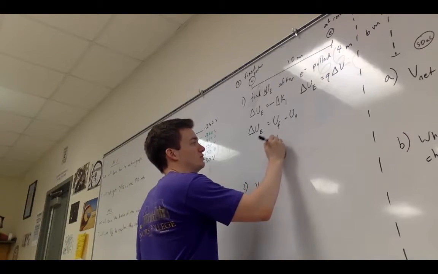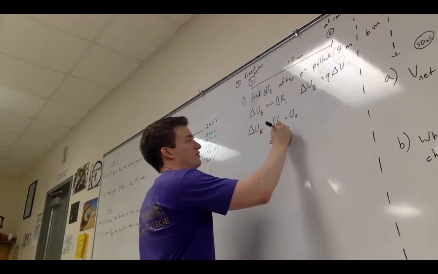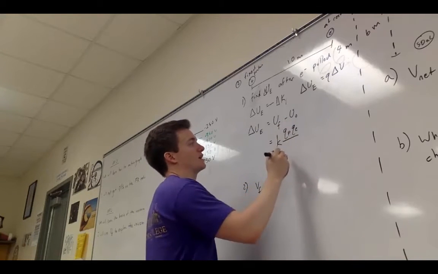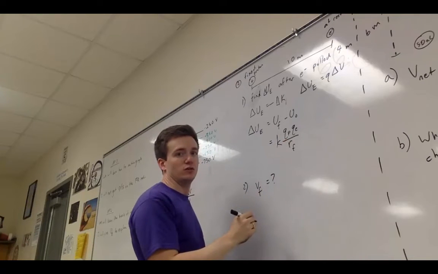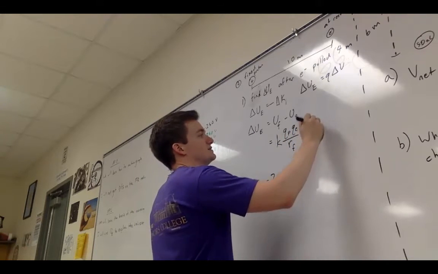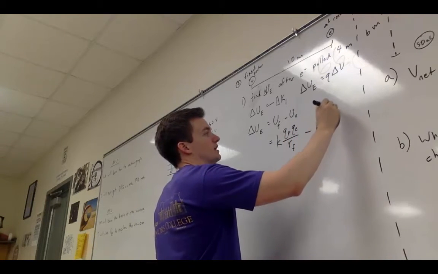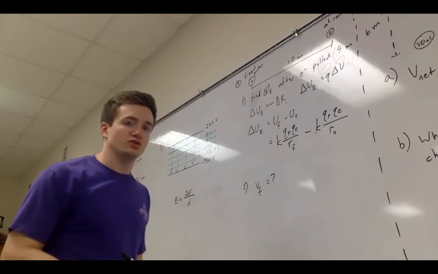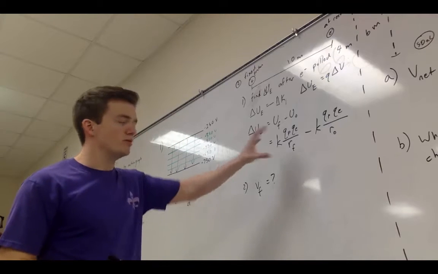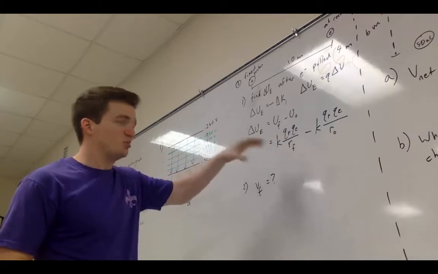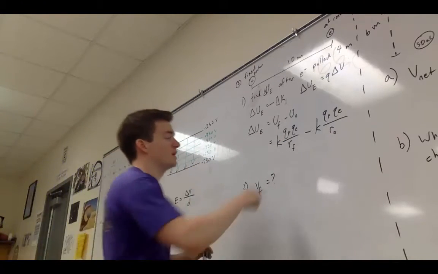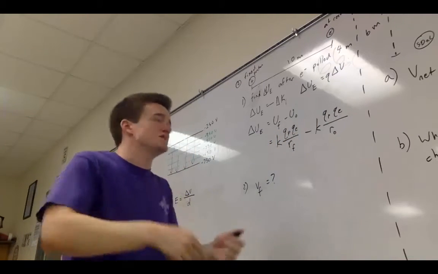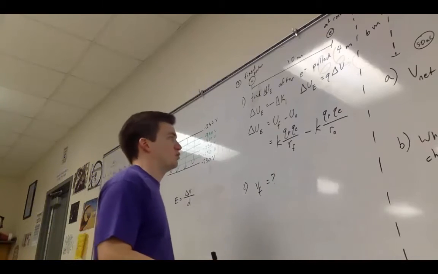The U final, we're going to have K, the charge on a proton, the charge on an electron, and the final distance. Minus K times charge on a proton, charge on an electron, divided by the initial distance. When we go through and plug numbers in, the only trick we have to be careful about is, remember, the proton has a positive charge, the electron has a negative charge. That must be reflected in the numbers that we plug in.